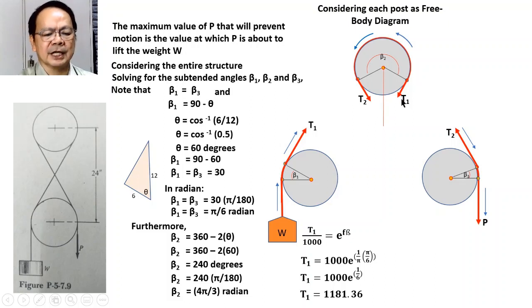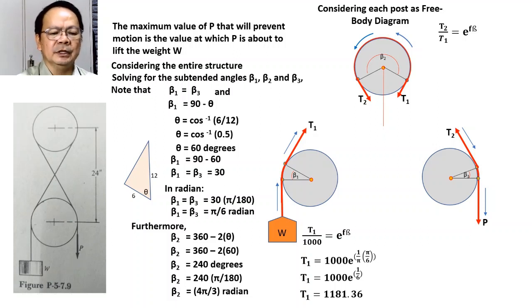Now, kung puntahan naman natin itong part na ito, na kung saan T sub 2 is the tight side. Ito naman yung slack side. Therefore, the relation between the tight side and the slack side becomes T sub 2 over T sub 1 equal to e raised to f beta. Kung saan yung beta naman shall be equal to beta sub 2, ang value ay 4/3 pi in radian.